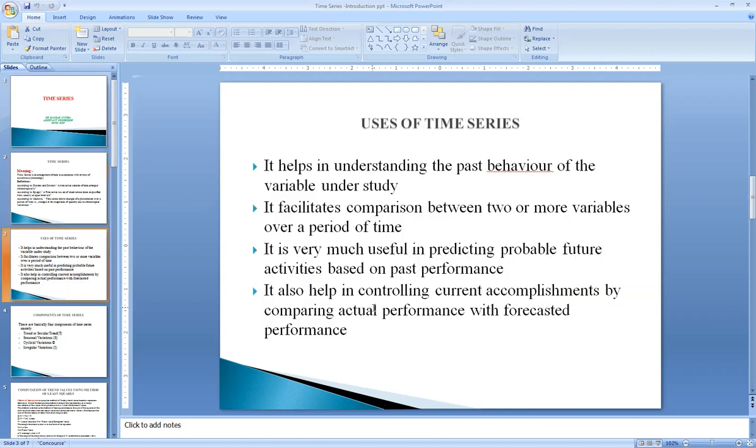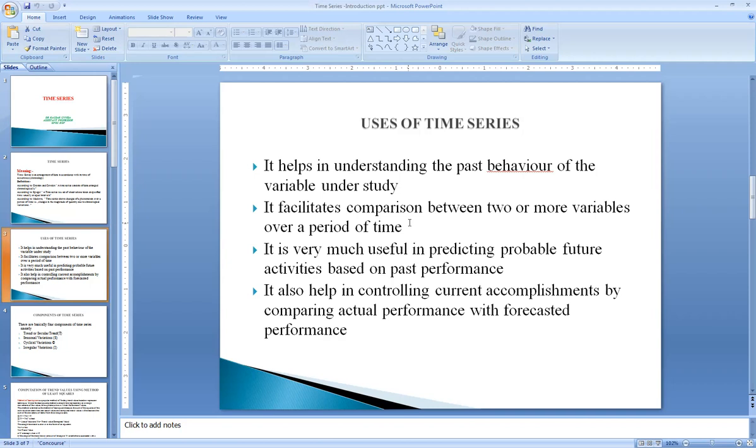Then what are the uses of time series? Time series helps us in understanding the past behavior of the variables. How the variables in the past, for example for the past year or the past month, have their own fluctuations can be studied in time series. With the help of these variations, we can also compare two or more variables over a period of time.